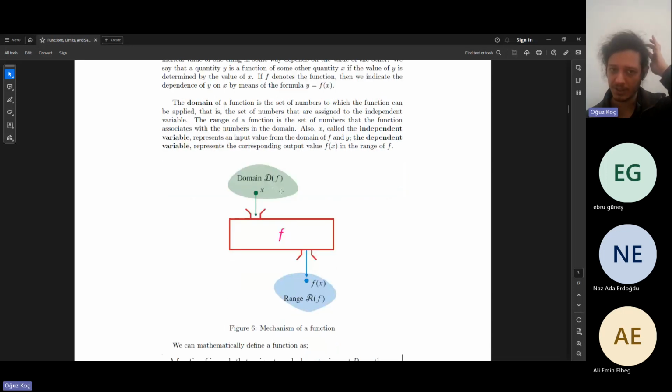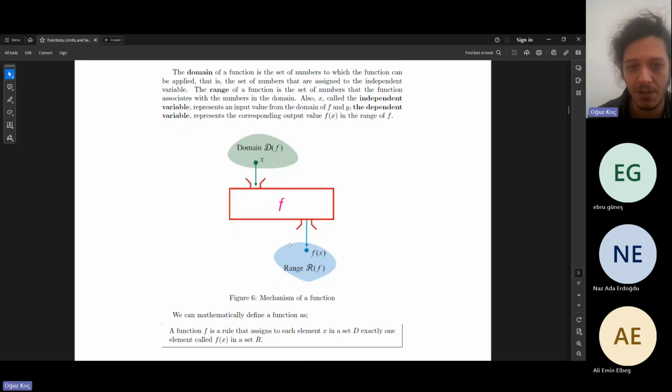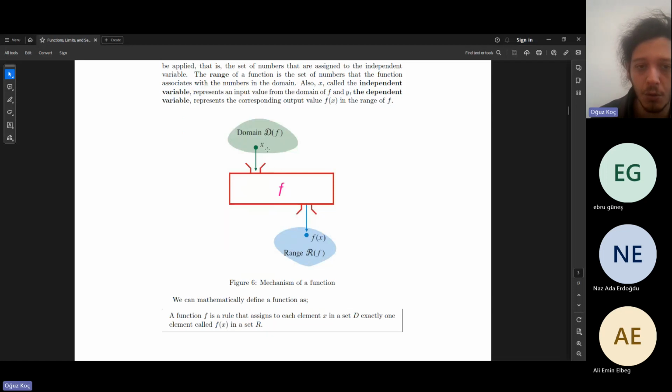We call the set of x the domain, and the mirroring set, which is created by the f itself, the set created by f, we say that it's the range. So we input x, our input here, and give this input to the f from the domain set. F mirrors the x to the range set. It is the mapping from domain to range, actually. We say that this is simply the mechanism of the function.